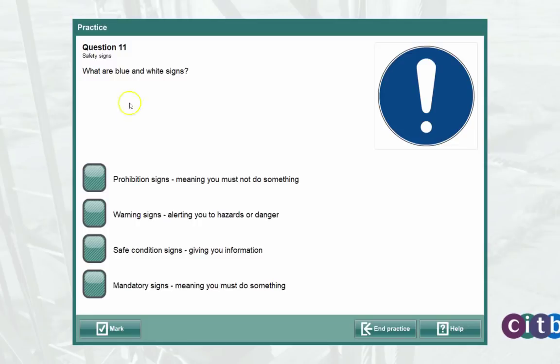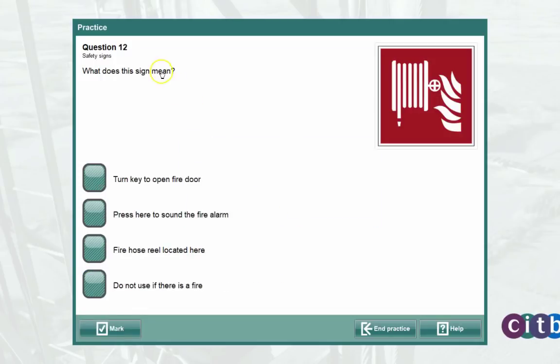What are blue and white signs? Prohibition signs, meaning you must not do something. Warning signs, alerting you to hazards or danger. Safe condition signs, giving you information. Mandatory signs, meaning you must do something. What does this sign mean? Turn key to open fire door. Press here to sound the fire alarm. Fire hose reel located here. Do not use if there is a fire.